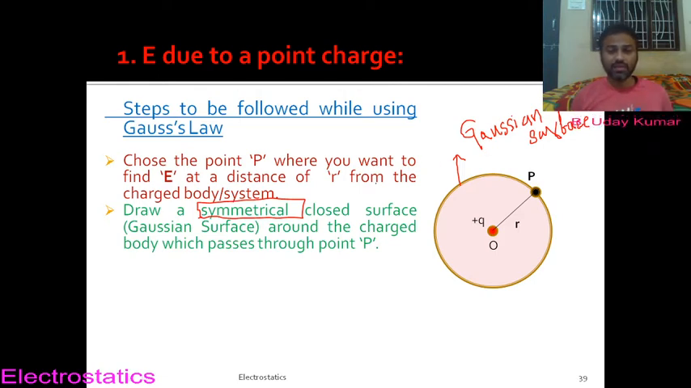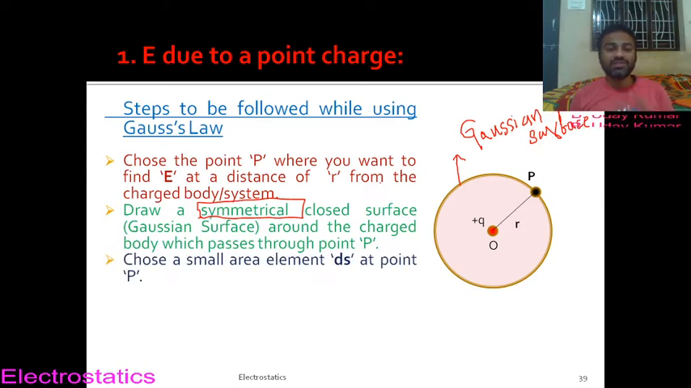Okay, so now let us move on to our next one. After constructing the symmetrical Gaussian surface, you have to choose a small area element ds at point P. Remember, where you have chosen the point P, at that point P you have to construct a small area element ds here. That ds I have chosen, so please check it out. This is the area element that I have constructed at point P.